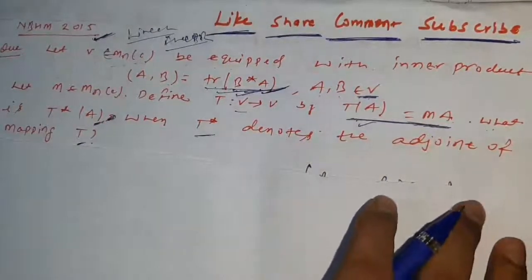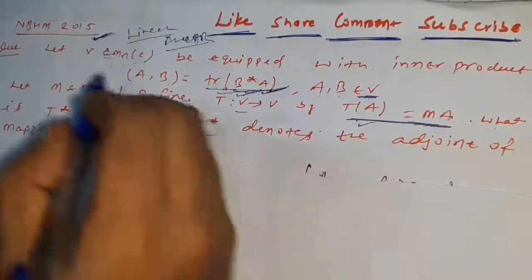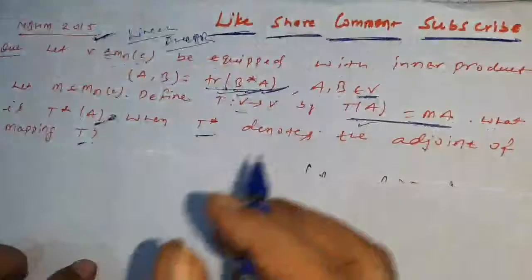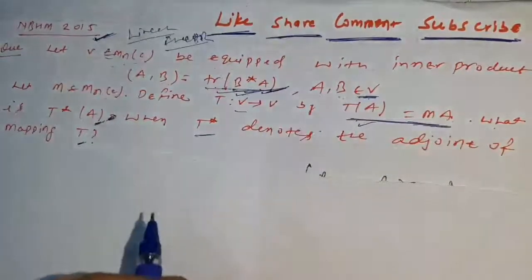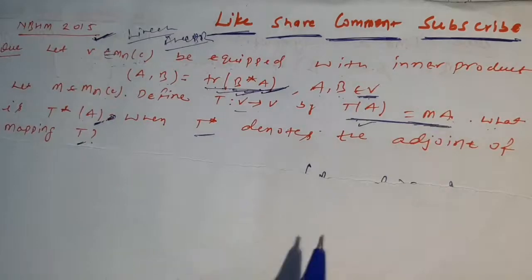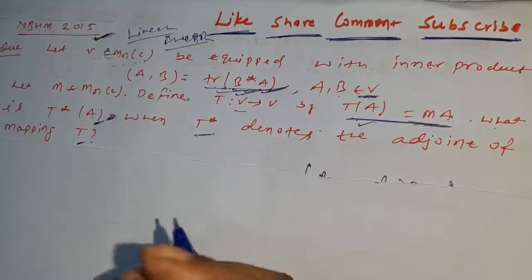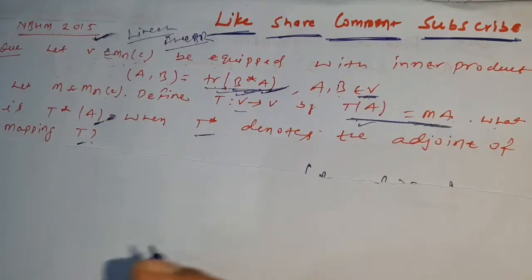Today we will discuss two important basic conceptual questions of linear algebra asked in NBHM 2015. One question is based on adjoint and inner product, and another question is based on diagonalizability of a matrix and symmetric matrix. The main motive to discuss these questions here is how to attempt this type of question and how to relate the concepts of this question to another question which may be asked in another exam like CSIR NET, GATE, IIT JAM.